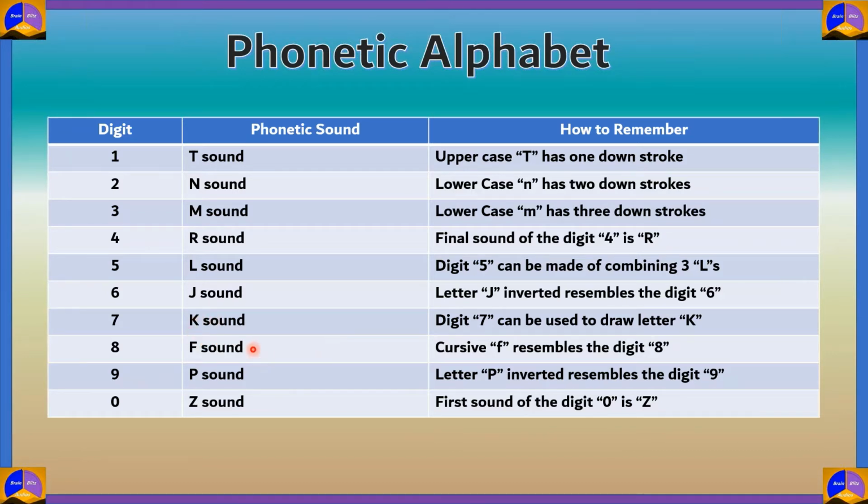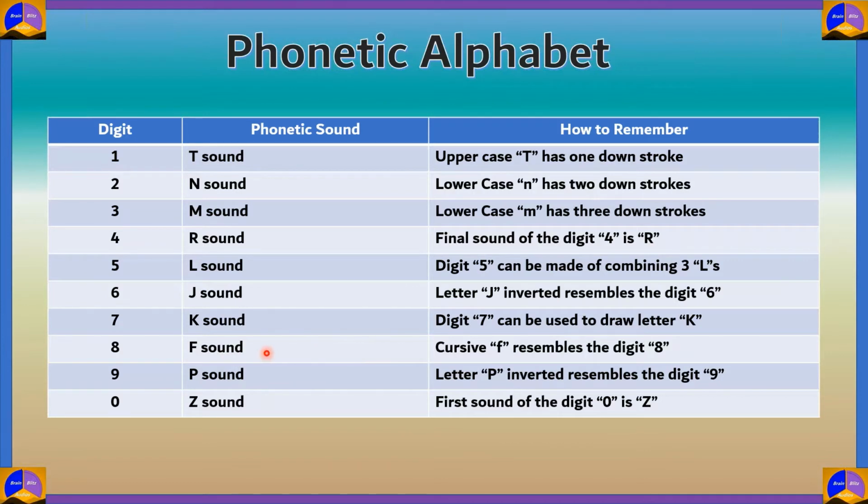Now, in order to remember that the k sound is representing the number 7, we can think of the letter K being made using two sevens. One 7 is right side up, and the other 7 is upside down. So when we do that, with a little stretch of our imagination, you will notice that it forms the letter K. Now for the digit 8, we use the F sound.